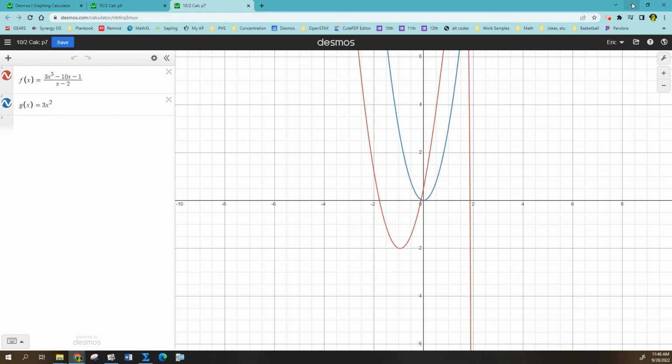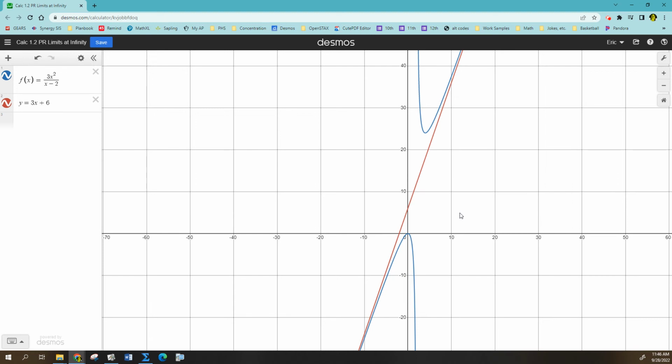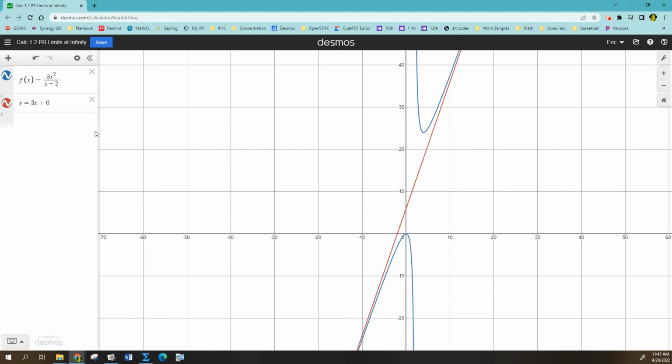I can't remember where that one even was. It's right there. Okay. Are there any other asymptotes though? Look at the f of x. Are there any other asymptotes we could identify? At 2, we're going to get a vertical asymptote. How come?